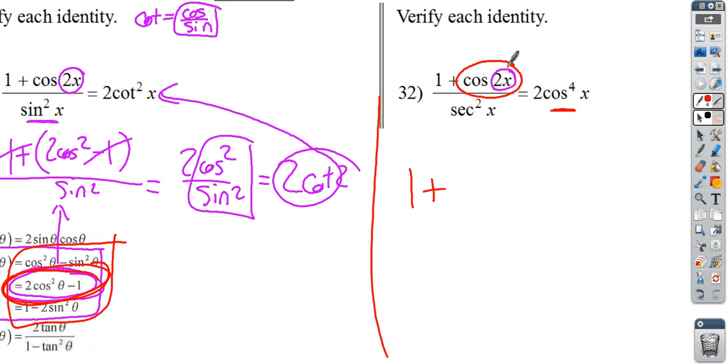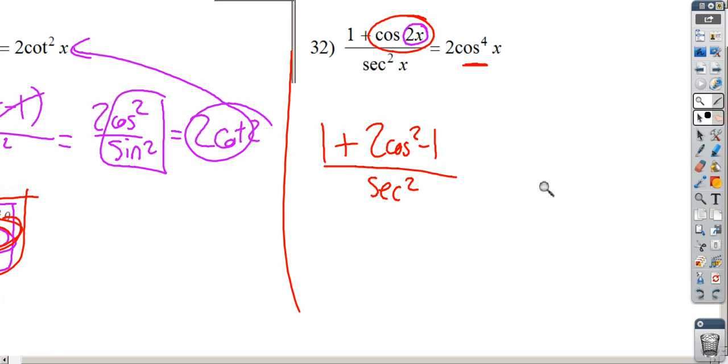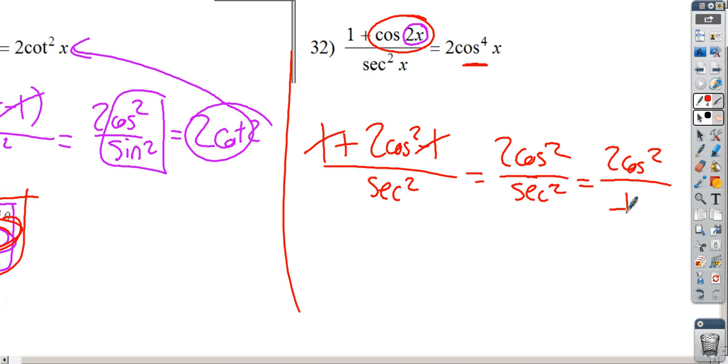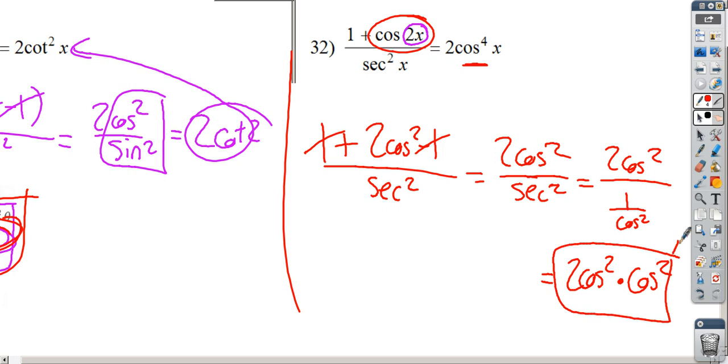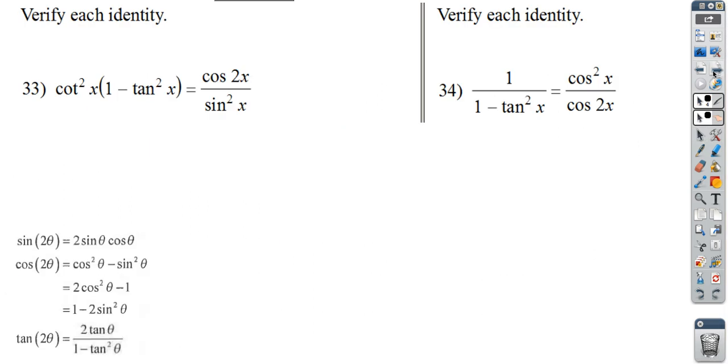So this thing is equivalent to 2 cos squared minus 1, over sec squared. Same thing, the 1 minus 1 cancels, so we're left with 2 cos squared over sec squared. And here's what we have to remember: secant is the same as 1 over cosine, so this can be changed into 1 over cosine squared. Dividing by that fraction is like multiplying by the reciprocal, which is cos squared. 2 cos squared times cos squared is 2 cos to the fourth, so we are finished at that point.